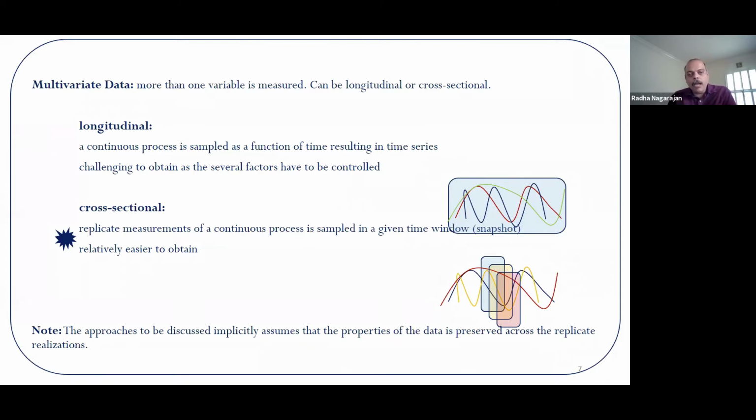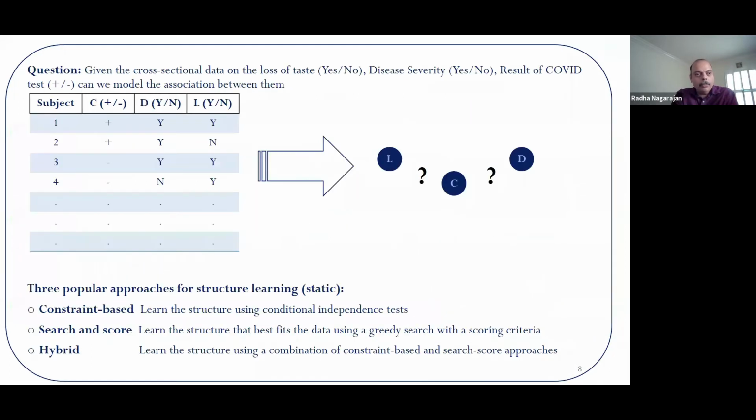As opposed to time series where we have explicit temporal information, in the case of cross-sectional data, what we have is a snapshot of the temporal process. Think of it as taking a camera and taking multiple snapshots of the process in a given time window. That's what you get in the case of cross-sectional data with replicate measurements. So many of the properties and other aspects can vary. In this presentation, we don't address all these complexities. We assume that all is well and good.